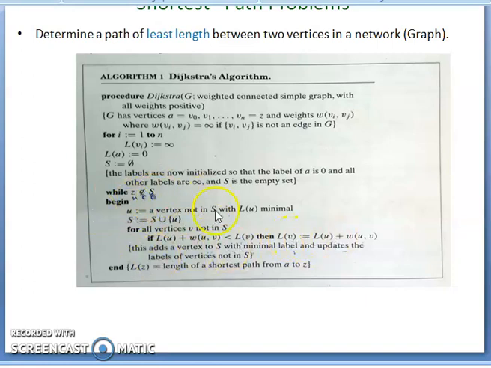Like that you repeat the visits as previously explained, and you can find the shortest path.